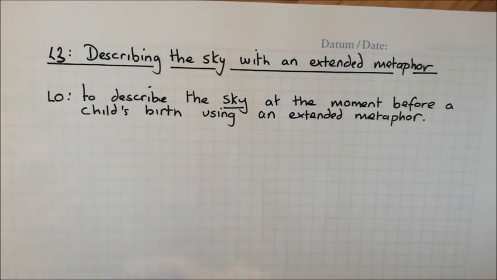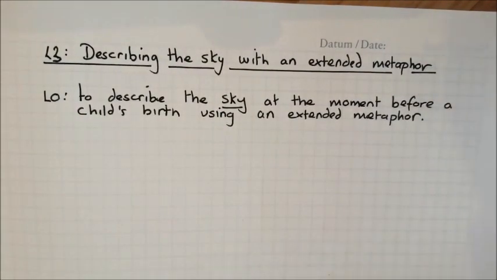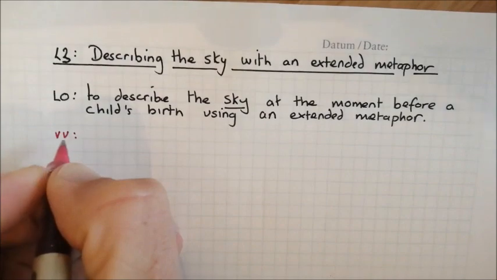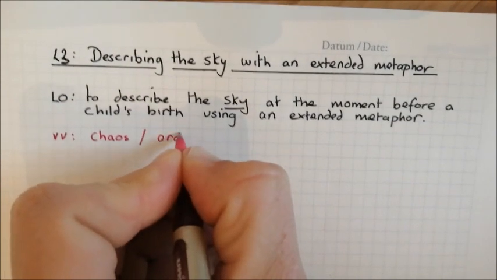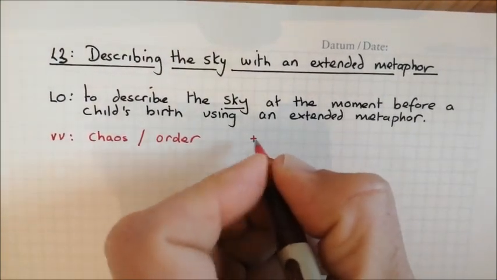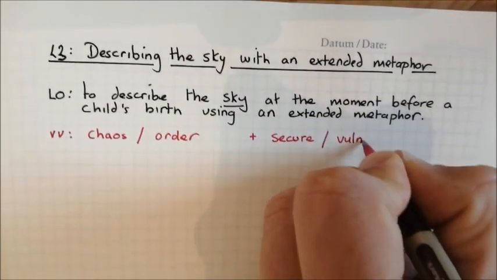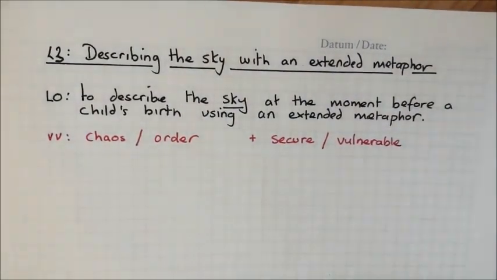And the idea here is the extended metaphor in the sky will capture the parents' feelings and the parents' emotions at this point of change and chaos and turbulence in their life. So what we want to make sure that we do, as we're doing our writing and as we're thinking through our planning, is that we want to use our versatile vocabulary, and we want to be using the words chaos and order, and we want to be using the words secure and vulnerable at different points of our descriptive piece.